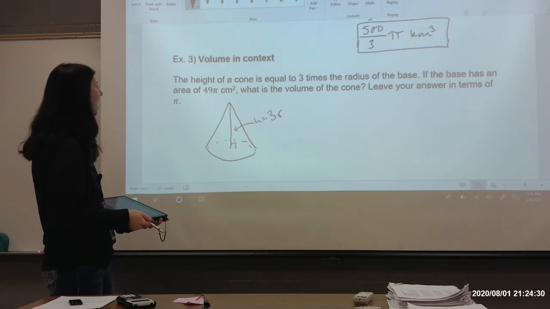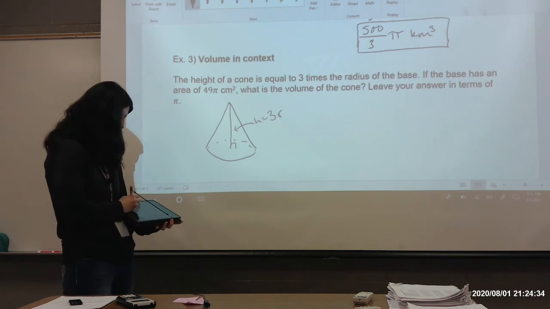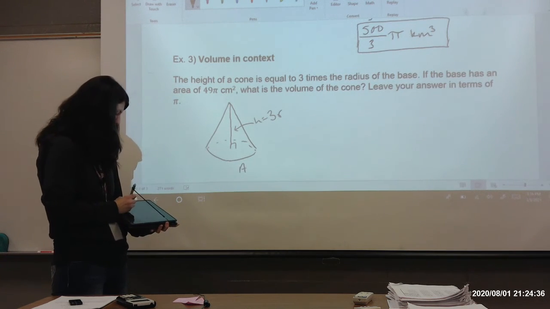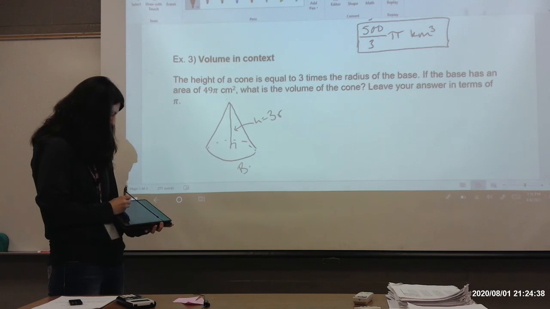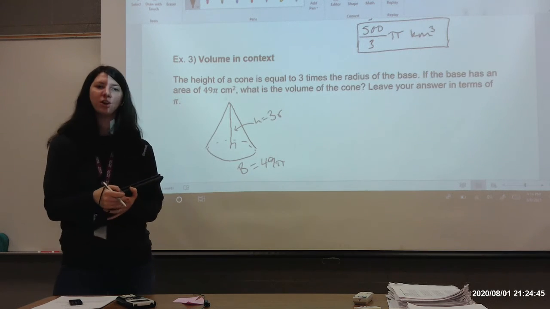If the base has an area, so it doesn't tell us the radius of the base, it tells us the area of the base. So it tells me that the area of the base, which would be our capital B, right, is equal to 49 pi. What is the volume of the cone? Take a minute, see if you can figure it out.